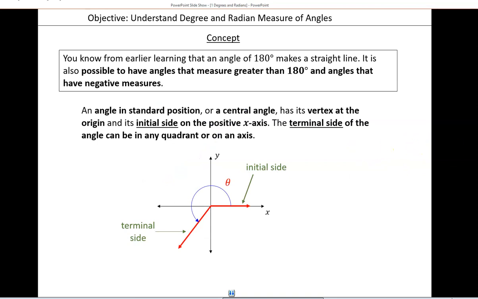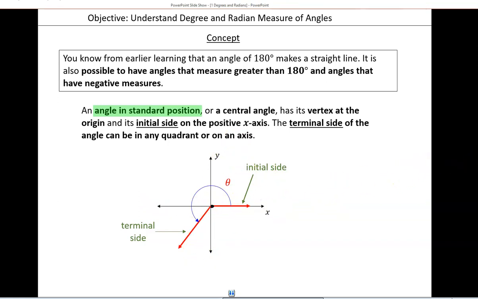So some of the terminology that we're going to need to know is the parts of an angle, so that when we're talking about how to graph them and how to put them into what we call standard position, we understand the pieces and the parts. So one of the things that we look at is angles in standard position. Standard position means that the vertex of that angle is at the origin of an XY axis.